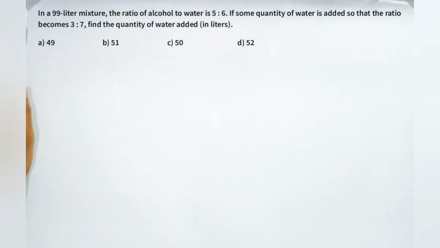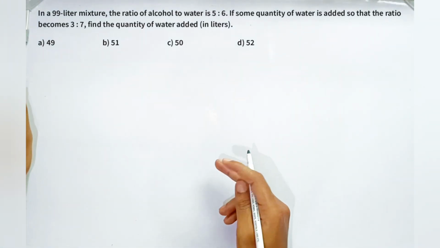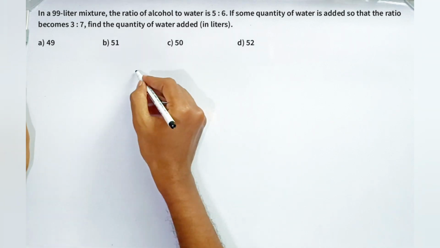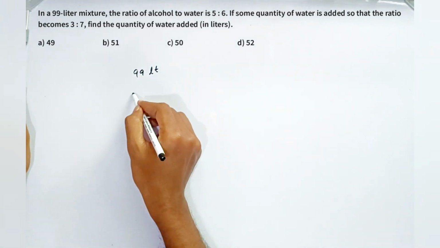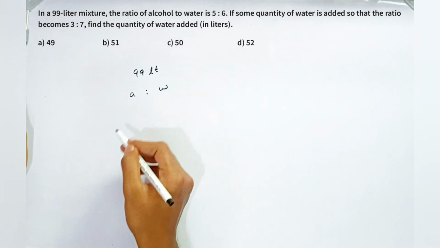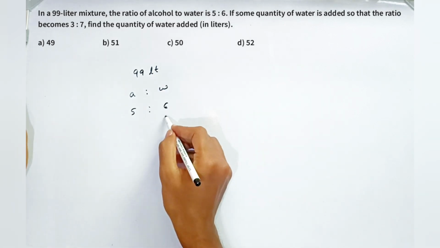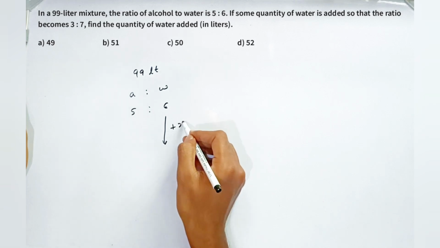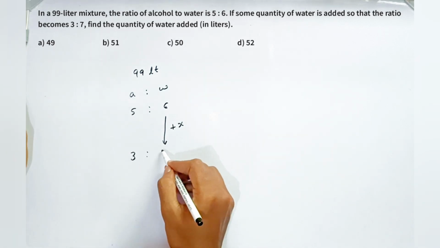Going to the next question, it's a mixtures and alligations problem. Actually we can solve this problem in 2 methods. The first method: it is given that there are 99 liters, and the alcohol to water ratio is 5 by 6. After that, if some quantity of water is added, water only, I don't know how much, I'm writing it as x, so that the ratio becomes 3:7.